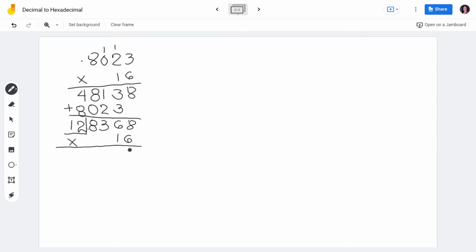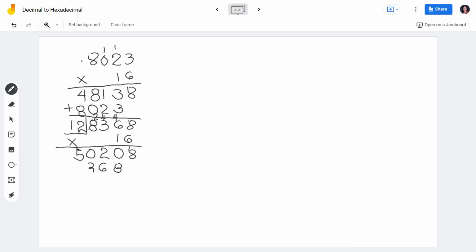So 8 times 6 is 48. 6 times 6 is 36 plus 4 is 40. 6 times 3 is 18 plus 4 is 22. 8 times 6 is 48 plus 2 is 50. And then 1 times 8 is 8. 1 times 6 is 6.